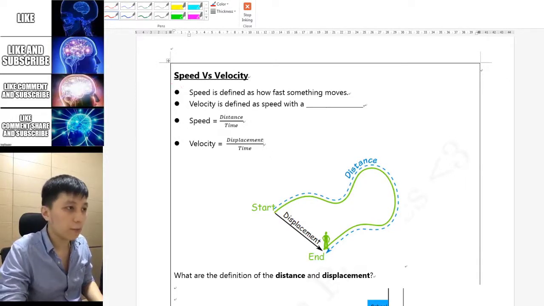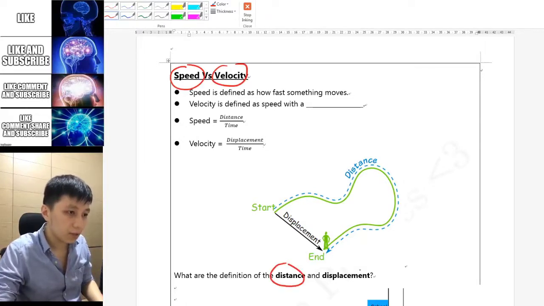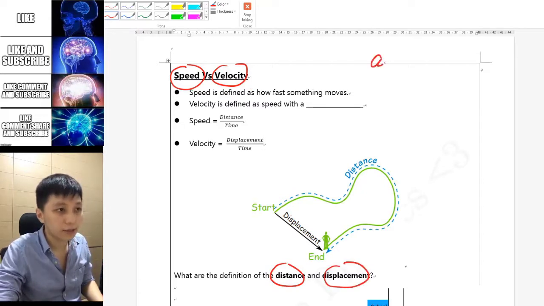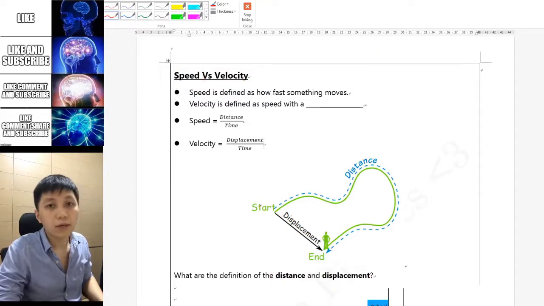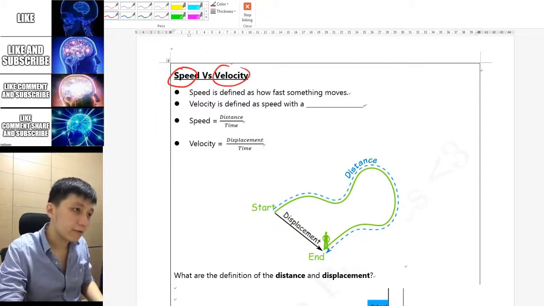In this video, we'll talk about 5 very basic concepts in mechanics, including speed, velocity, distance and displacement, and lastly, something called acceleration. Let's start with speed and velocity.